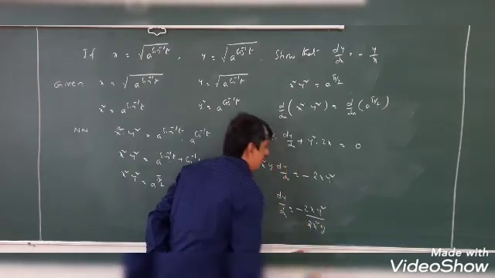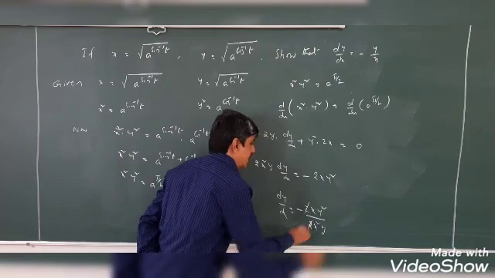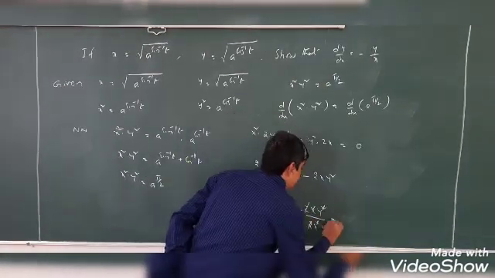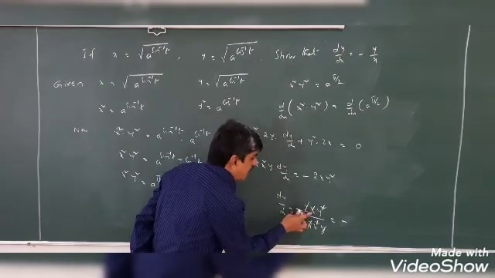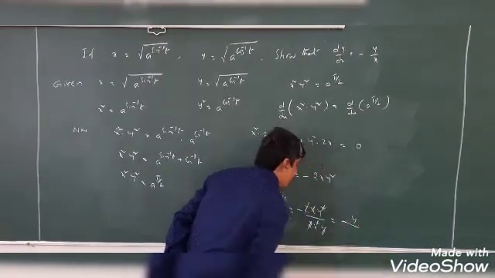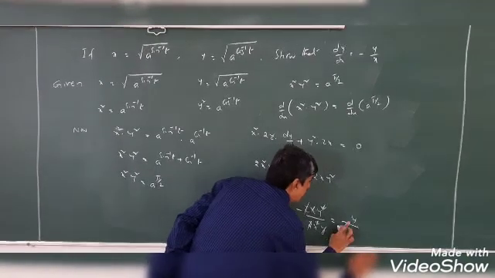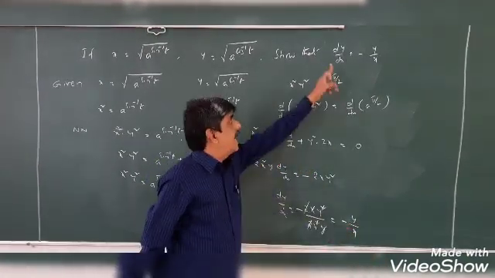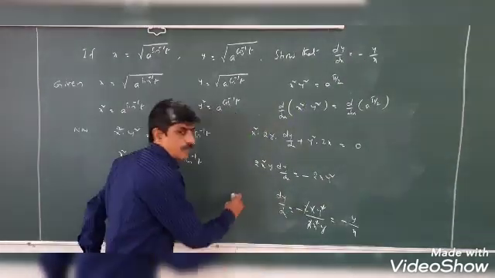2x square y. So 2 gets cancelled, one x gets cancelled, and here one y gets cancelled. So this is minus, in the numerator y only is there and in the denominator x only is there. So dy by dx is equal to minus y by x. Hence proved.